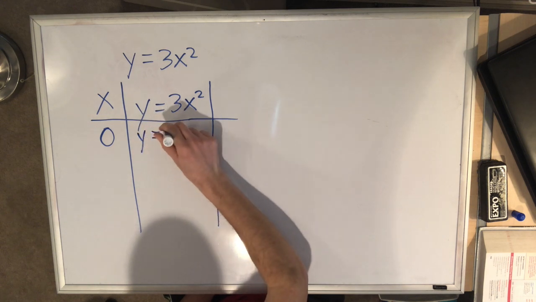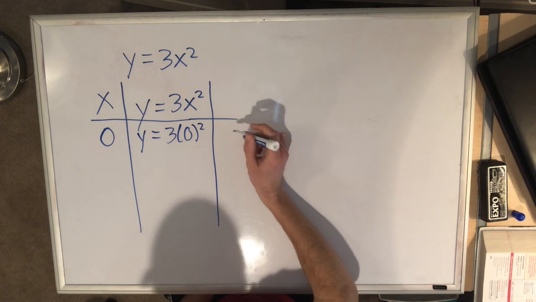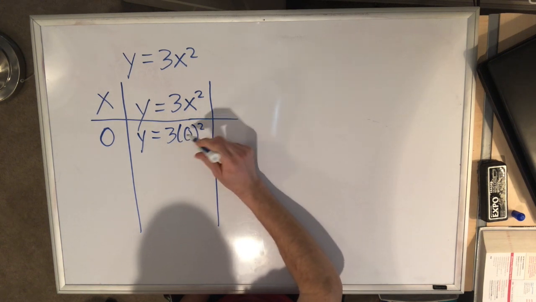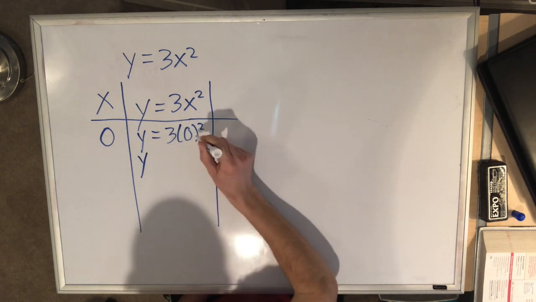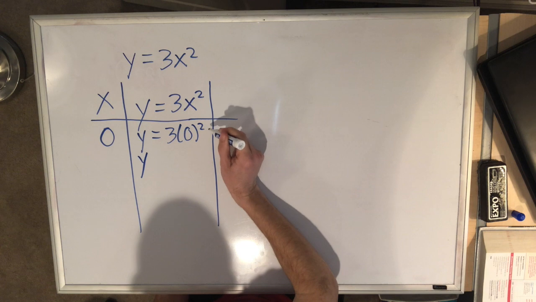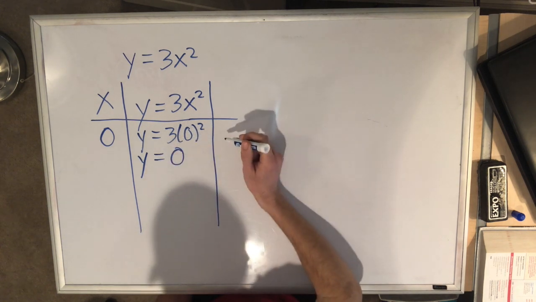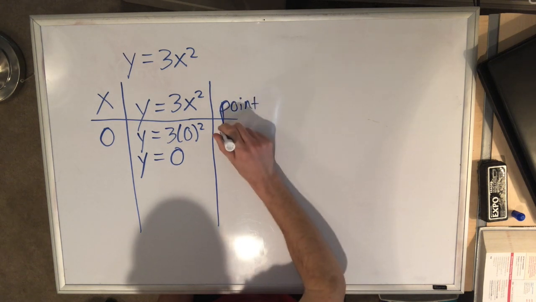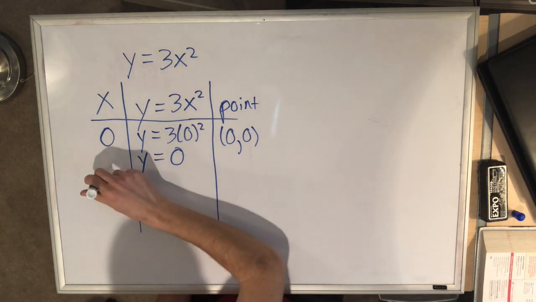So that's going to be y equals 3 times 0 squared. According to PEMDAS, you do E for exponents before M for multiplication. 0 squared, 0 times 0 is 0, and 3 times 0 is 0. So when x is 0, y is 0. So that's the point 0 comma 0, which we'll plot on the graph in a little bit.